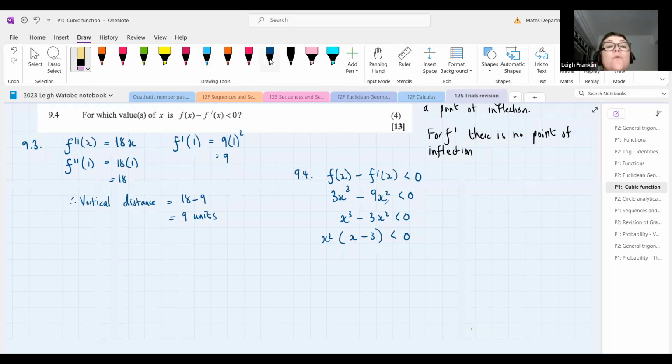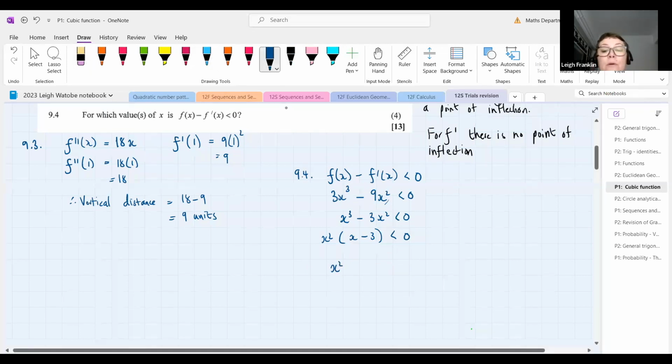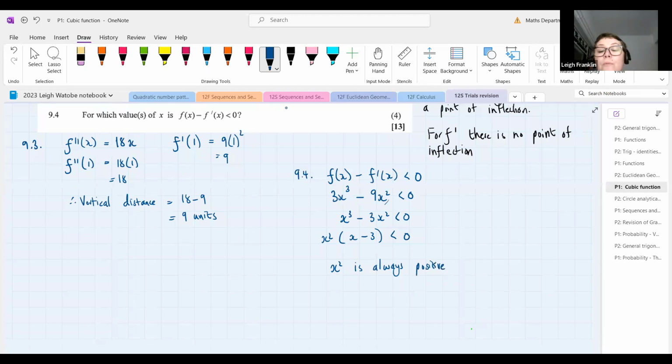Okay, so x squared is always positive. It's not possible for x squared to be smaller than 0. So what we would need to look at here is the only thing that we can, because in other words, what we're doing is we're taking something that is always going to be positive. Remember, we're multiplying these two together because they're factors. So we're taking something that's positive and we're multiplying it by something else.